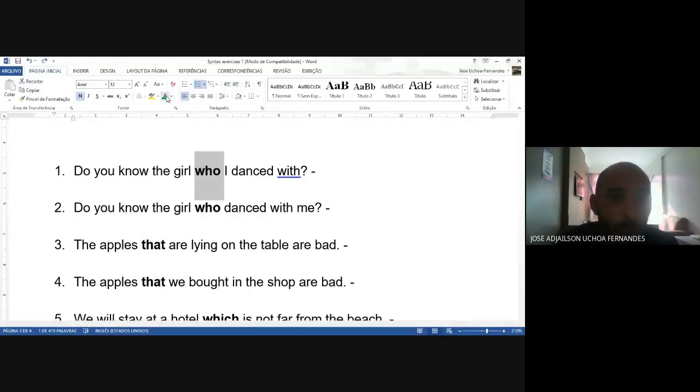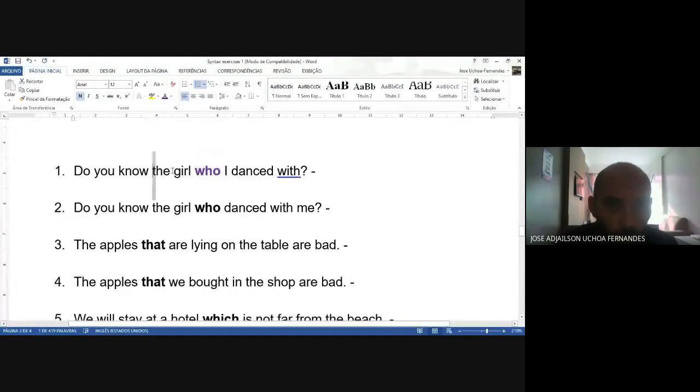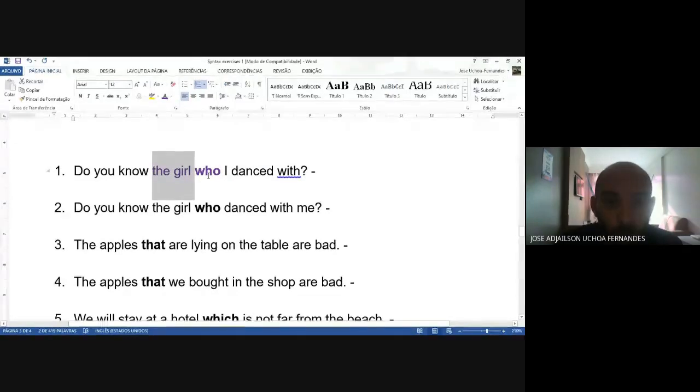Okay, so let's paint them with the same color. Now, you know that the girl from our previous analysis is the object. So who is a subject pronoun or an object pronoun? What is it? An object pronoun. Yeah. Object. Okay.